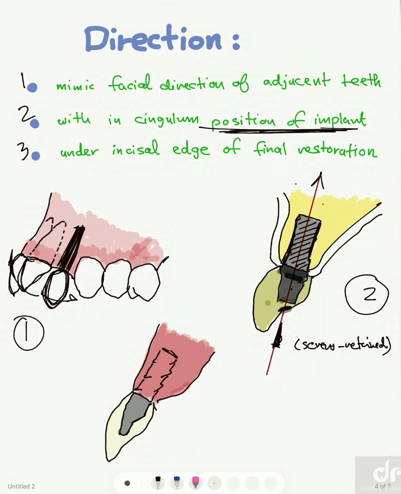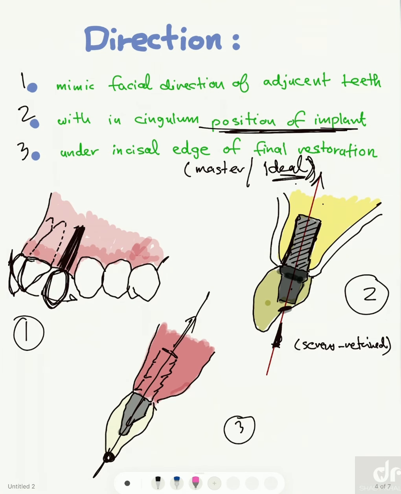And number three, under the incisal edge of the final restoration. It is the master, the ideal. Let's be more scientific: it's the ideal position. It means in number three the implant and the abutment are under the incisal edge of the final restoration of the implant. After the final restoration or crown of the implant, the incisal edge will be in the same direction as the implant. So in this type, we have to place it a little bit lingually, slightly lingually, which is better.